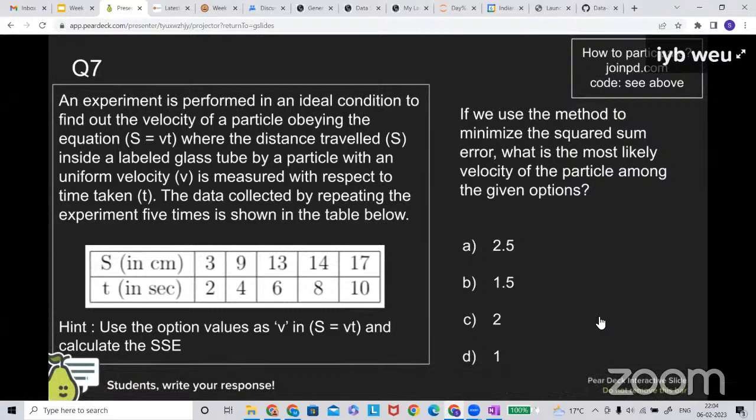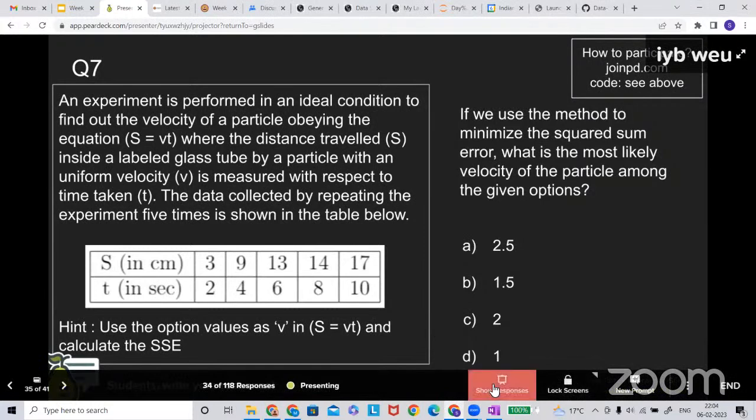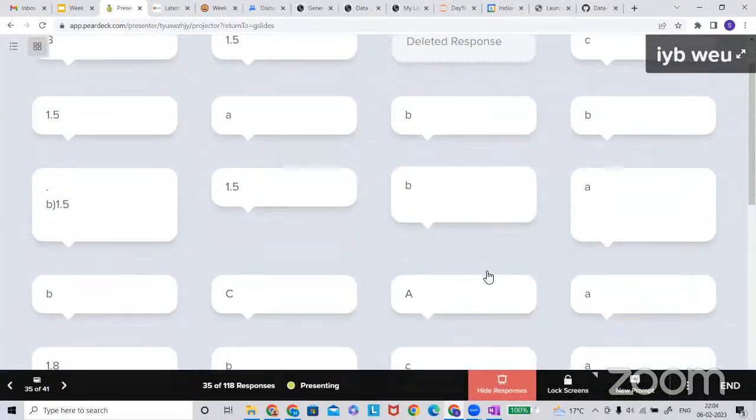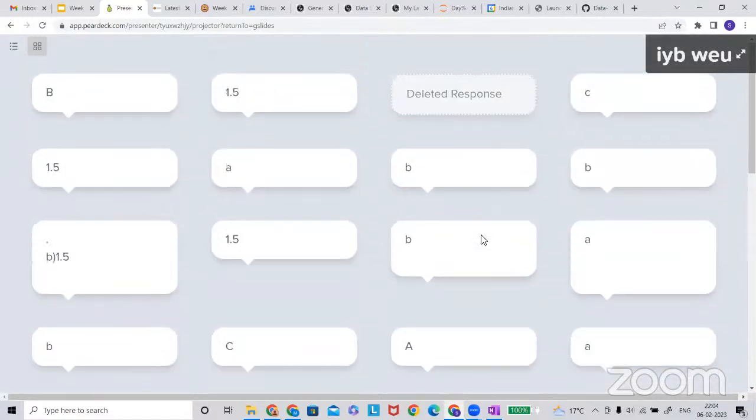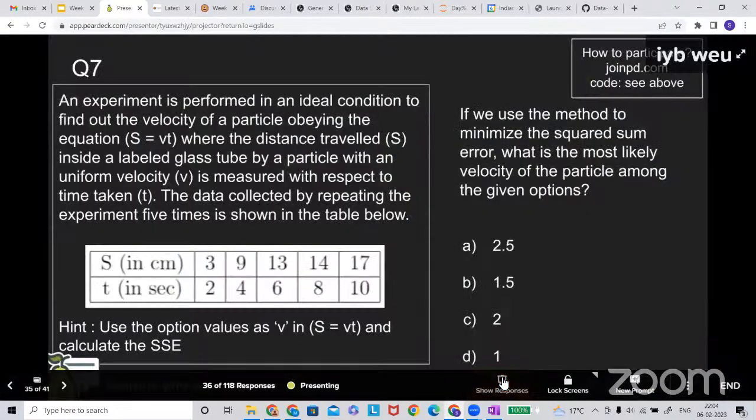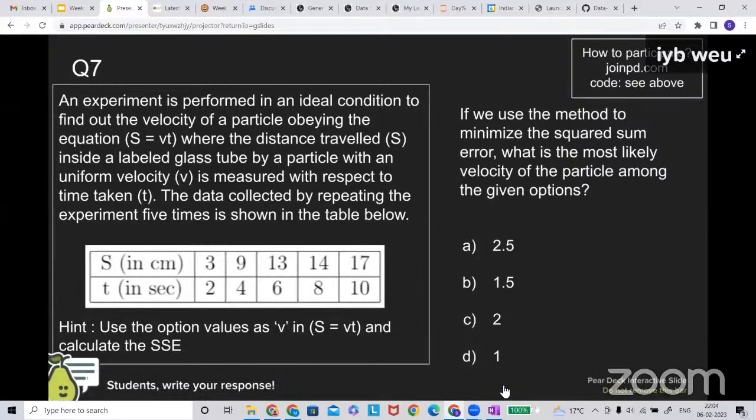I got 31, 33 responses. Sir, can you show the solution? Just wait one more minute. At 10:05 we'll discuss the solution. Only a one page solution is there. You need to solve it yourself. Only the calculation remains: each time you substitute the values and calculate the SSE. That's all.